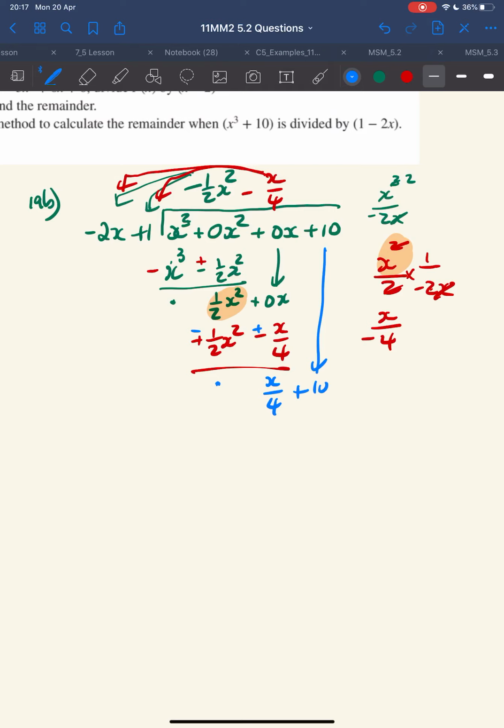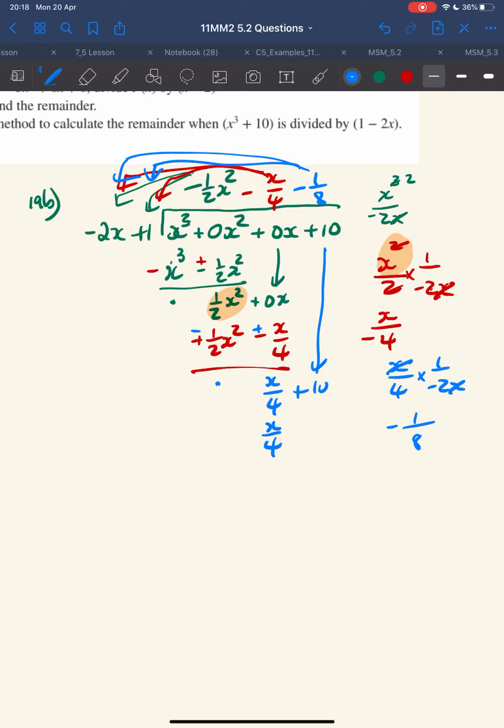Now it's going to be x over 4 divided by, which means multiply by 1 over minus 2x. That cancels, so my answer is negative 1 over 8. That will be negative 1 over 8. If I multiply that back, first there, then there, my answer will be minus 8 times negative 2 is x over 4.